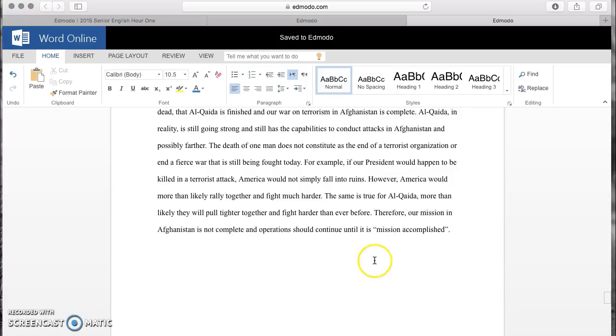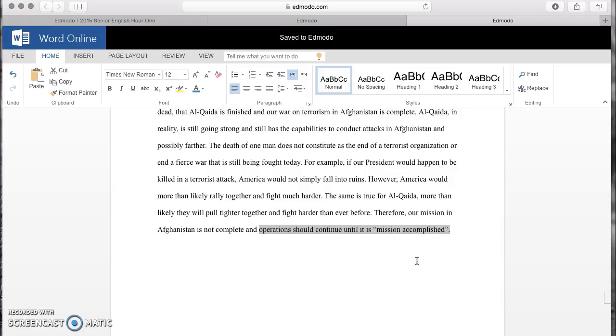So basically, what he is saying is that in his particular thesis statement, he mentioned that the war and operations in Afghanistan should not cease. That is echoed right here in this particular part of his last statement. This is a reminder to his reader of his main argument, his central thesis. And then from there, he gives a call to action: operation should continue until it is mission accomplished.